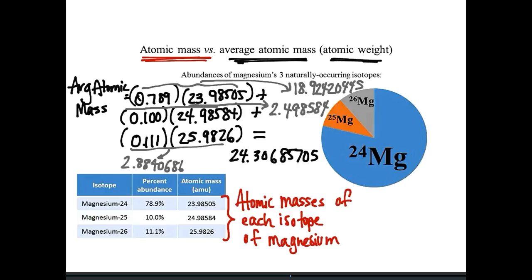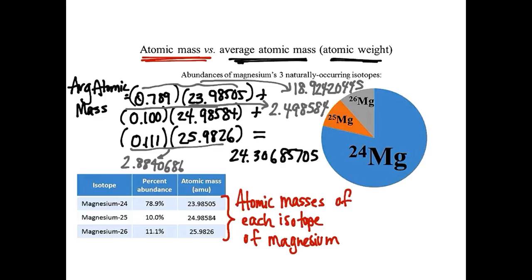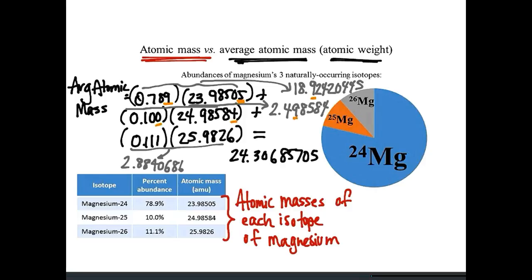So the answer ultimately is 24.3068575. But if we want to round to the correct number of significant digits, we have to go through each step in that calculation and figure out how many it should have. So in the first part, 0.789 times 23.98505, 0.789 has 3 significant digits, and then the other number has a lot more than 3, but the 18.9 is accurate to the 9.